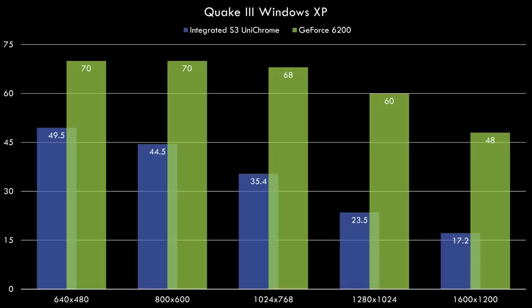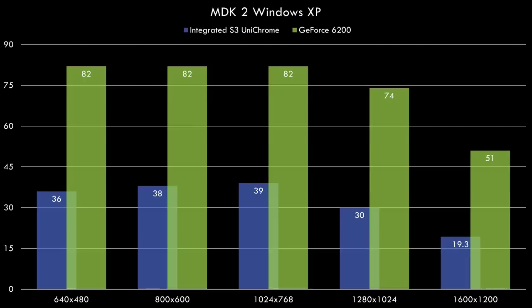Quake 3, we can also see a difference between the two cards. We're getting around 70 FPS thanks to the slower processor. That seems to be where the limit is. But once again, if you install a video card, those games will become nice and playable. And here we have MDK 2. Look at that, 82 FPS. We're getting 74 FPS at 1280 by 1024. So that game becomes extremely playable.